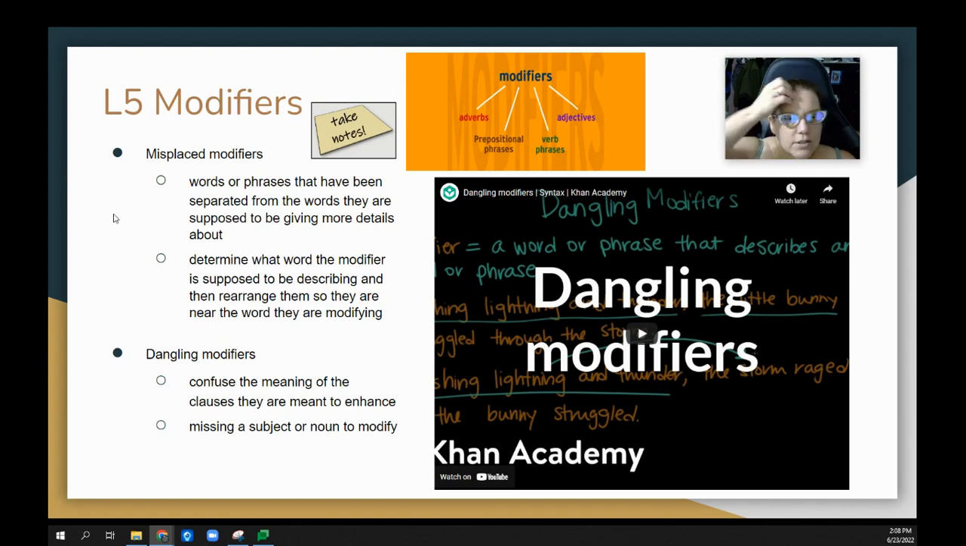Now, dangling modifiers confuse the meaning of the clauses they are meant to enhance, because they are misplaced modifiers. It sometimes seems like they're modifying something else in the sentence, and it makes it confusing for the reader. It's missing a subject or noun to modify, so the reader doesn't understand what particular noun or subject the modifier is actually modifying in the sentence. So let's go ahead and watch a video on dangling modifiers.